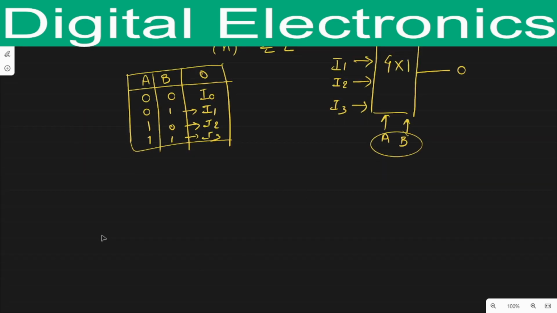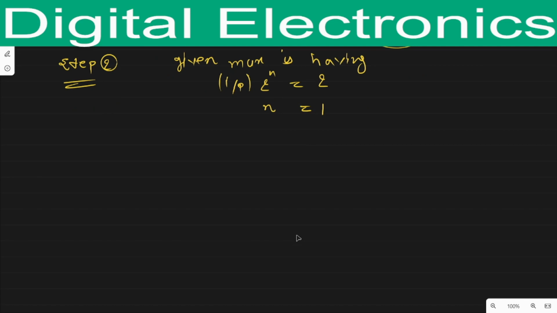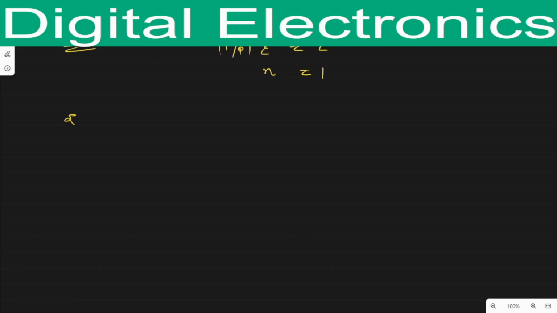Now step number 2. In the given mux, the number of inputs is 2 raised to power n equals 2, so n will be 1. Now step number 3, final design.